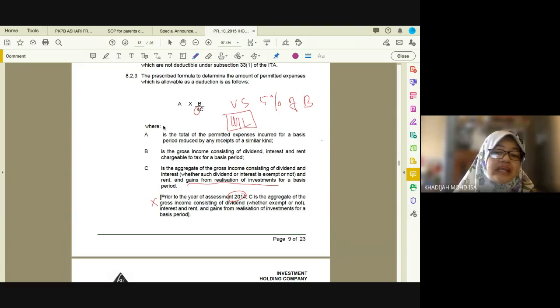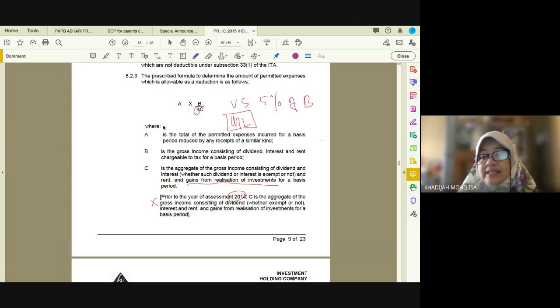Because you may have many investments. The company is an investment holding company, so after some time, if the investment is not performing, you have to decide whether to dispose and to buy another type of investment. So when you dispose of your investment, you will see whether you are making a gain or loss from the realization of the investment.